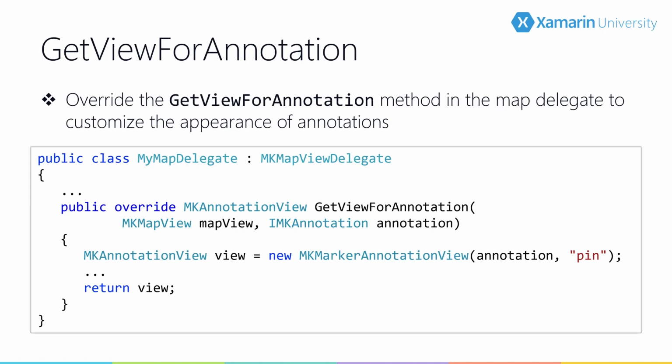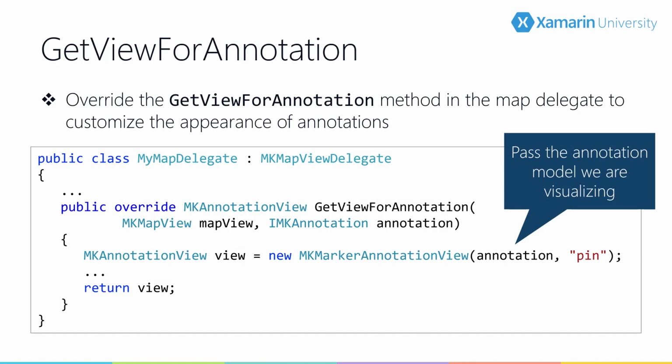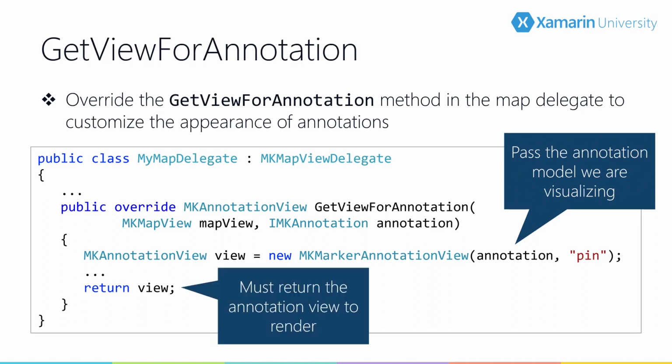One of the most common uses for a map delegate is to control the appearance of the map annotations. To do this, override the GetViewForAnnotation method. This method receives both a reference to the MKMapView and a reference to the annotation to be visualized as an abstraction. As you can see here on the slide, it's passed in as an IMKAnnotation interface. You then would return an MKAnnotationView derived object to define the visualization. In this slide, we're creating an MKMarkerAnnotationView. If you return null, the default red pin will be displayed.